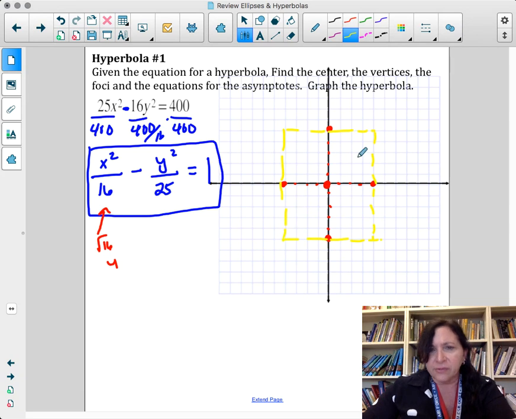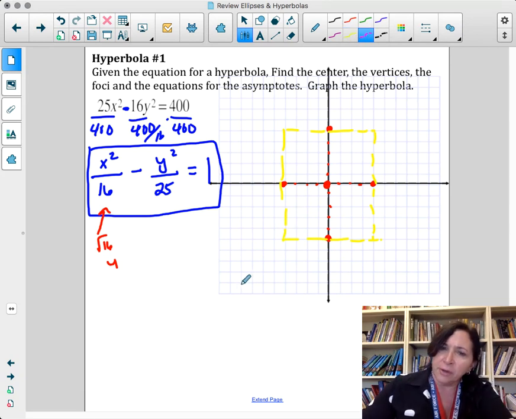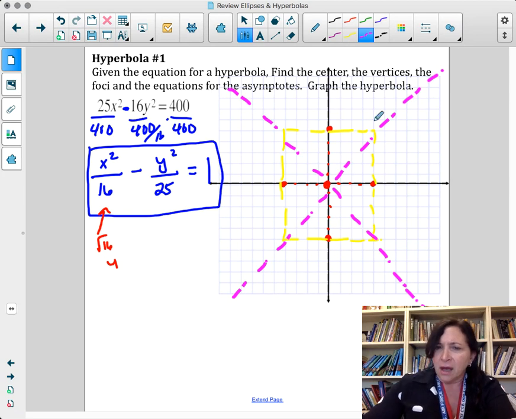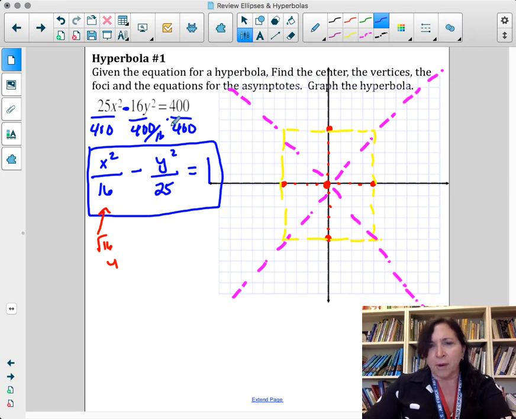We have our box. And what you're going to do is put in your asymptotes. Your asymptotes basically go from one corner to the other corner, right? By graphing this way, this is one way to graph. Some people will always graph by their asymptotes, but I'm just graphing with the box. So now I'm going to ask, which one is positive? Is my x positive or is my y positive?